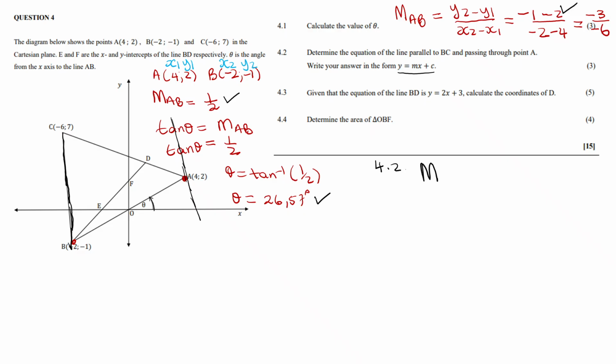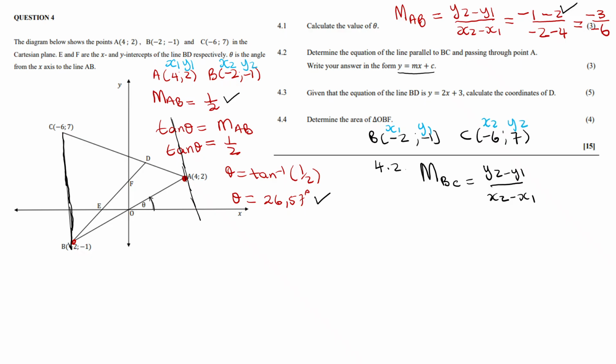So we need to find the gradient of BC using the formula y2 minus y1 everything over x2 minus x1. So I need my point B, which is minus 2 and minus 1. And let's see what we have on C, minus 6 and 7. Okay, so what is my x1, y1? I always like to name my points so that I don't make mistakes: x1, y1, x2, y2.